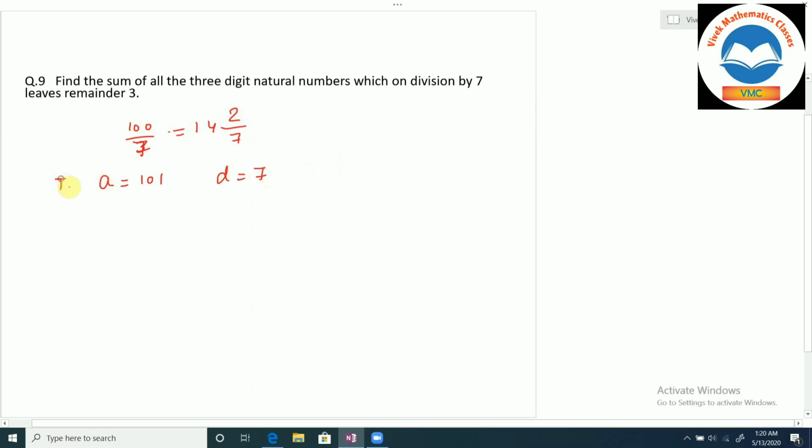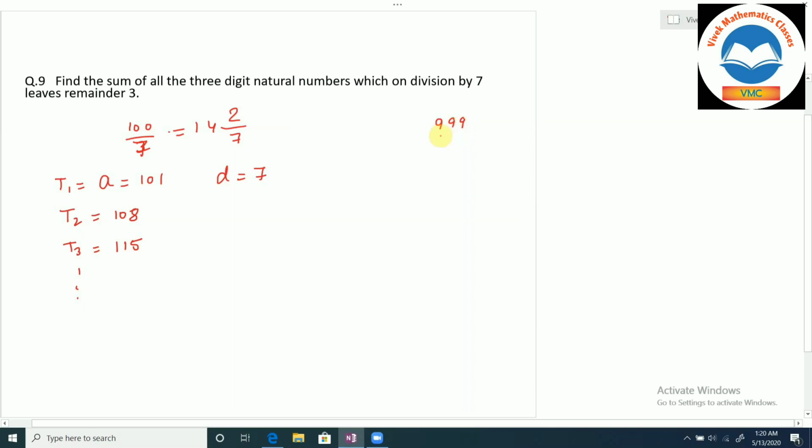A means T1. The T1 value we are getting is 101. What about T2? In this you have to add 7, and you will get 108. T3 will be 115. In the same way you have to find the last number. What will be the last number? The last 3-digit number is 999.